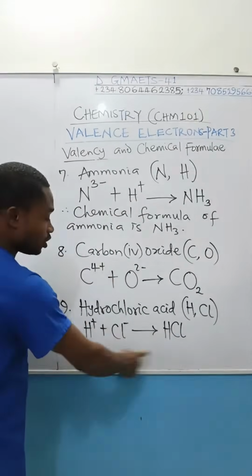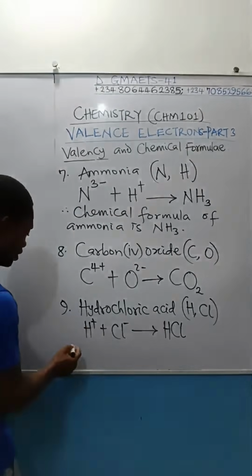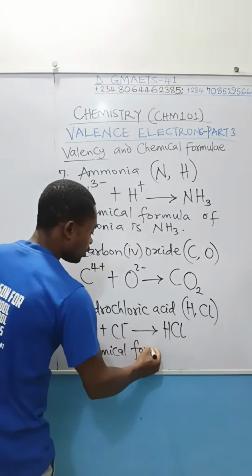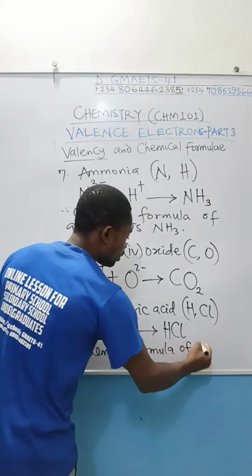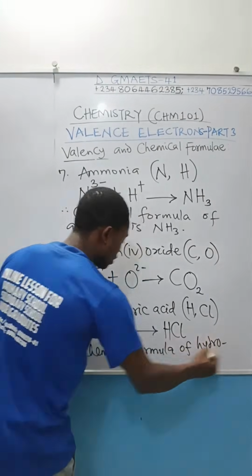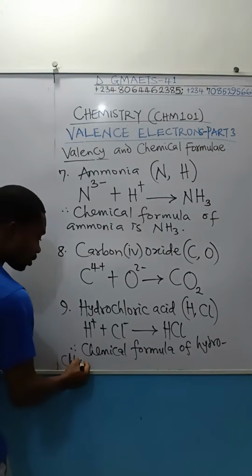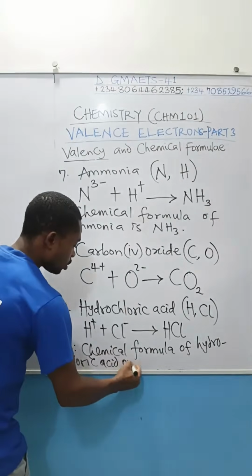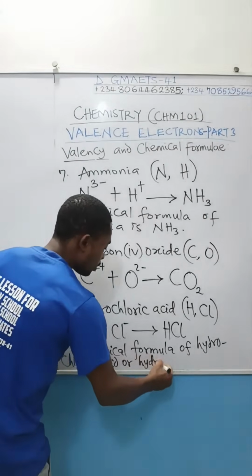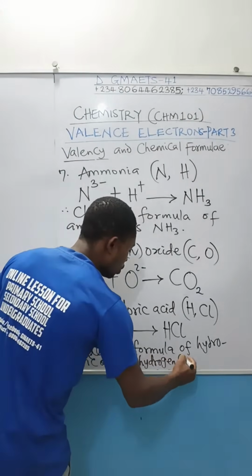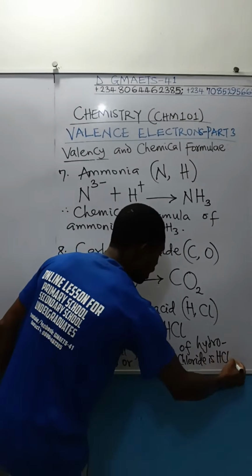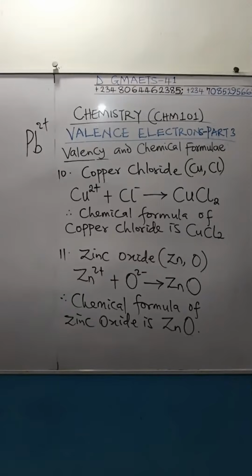You can make the conclusion if you like, right? Okay, therefore, chemical formula of hydrochloric acid, or hydrogen chloride, is HCl.